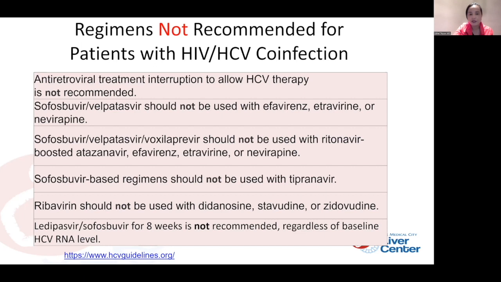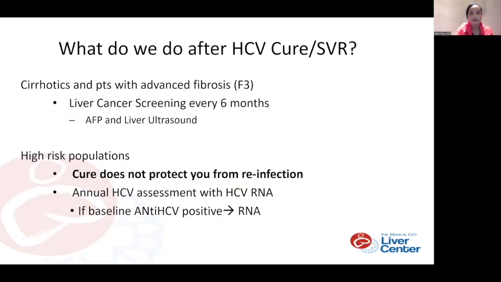For those using sofosbuvir, ledipasvir, or Harvoni, the abbreviated or shortened dose regimen of 8 weeks is not recommended, even with lower HCV RNA viral loads, in patients with HIV co-infection.